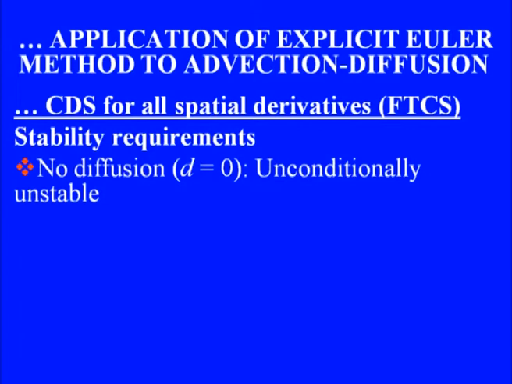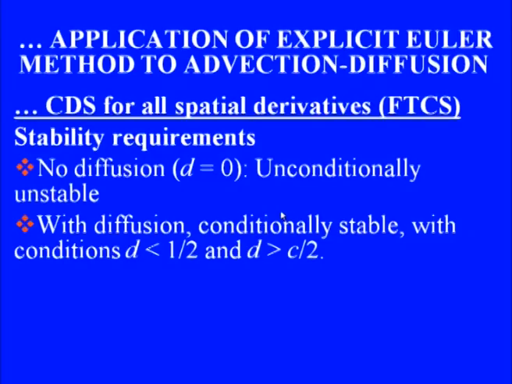If d is equal to 0, then what will happen? If d were equal to 0, this first coefficient 1 minus 2d will be positive, but what happens to the second one? The second coefficient will always be negative. So, that means for no diffusion, this FTCS algorithm for advection-diffusion problem is unconditionally unstable, and with diffusion we have already derived the conditions that d should be less than half and d should be greater than c by 2, which tells us that local Peclet number should be less than 2.